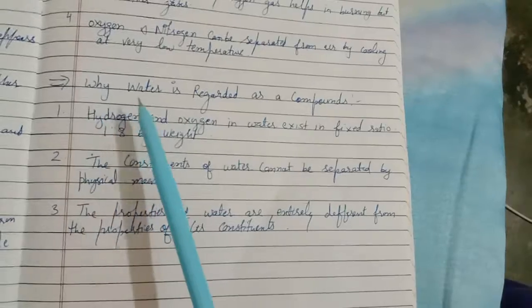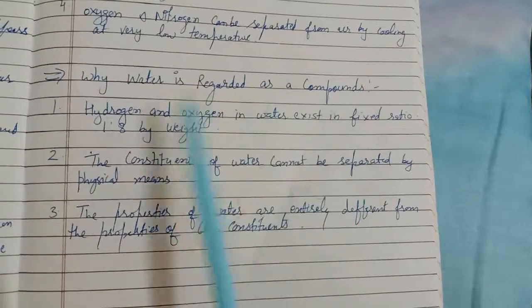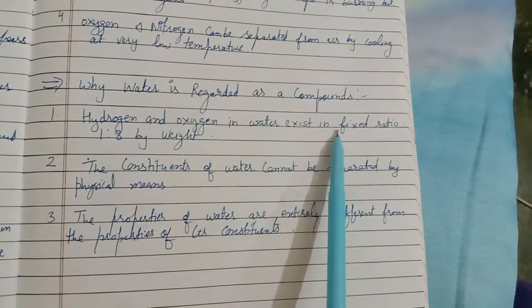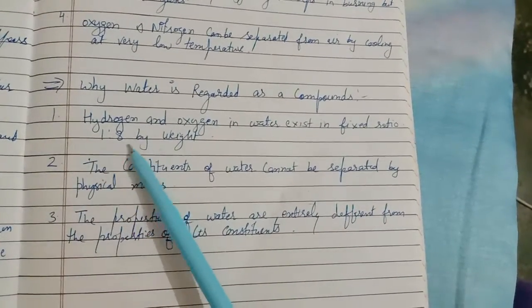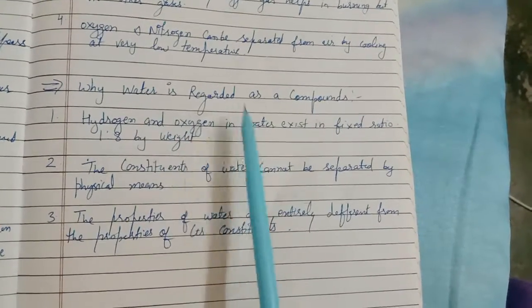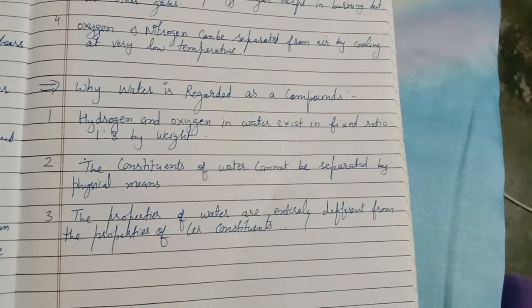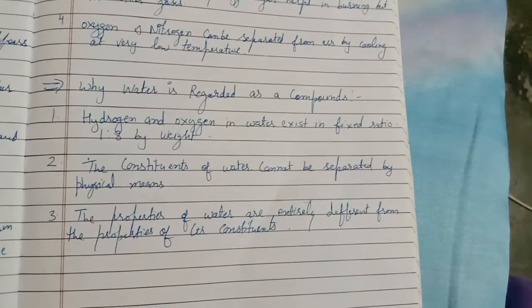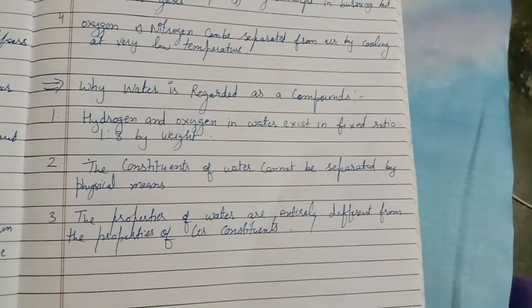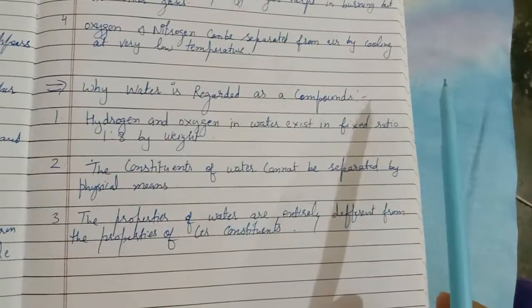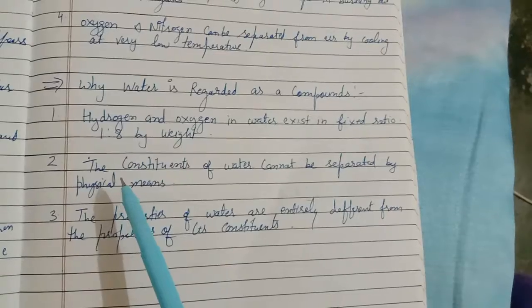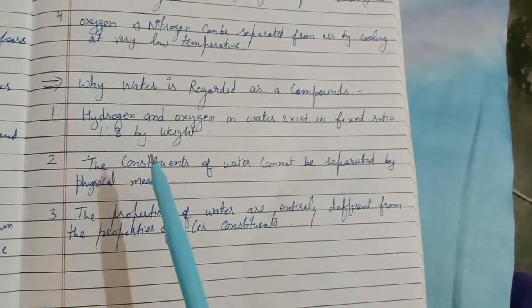The next one is why water is regarded as a compound. Hydrogen and oxygen in water exist in a fixed ratio, 1:8 by weight. So there is a fixed ratio of hydrogen and oxygen in water, and this is a compound. The constituents of water cannot be separated by physical means. We can't separate the hydrogen from the oxygen in water by physical methods, but we can do it by other techniques.